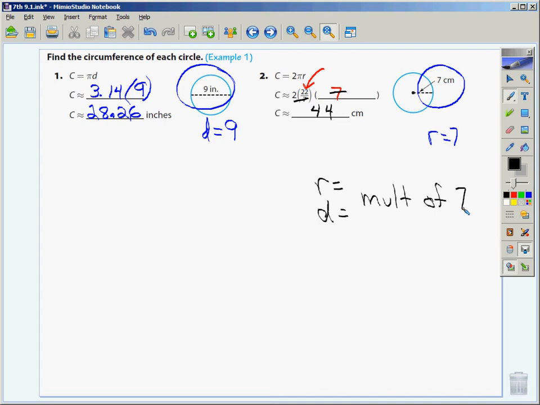If they don't specify, would it be wrong to use 3.14? No. How did you get 44? Because these 7s crossed out and 2 times 22 is what? 44.